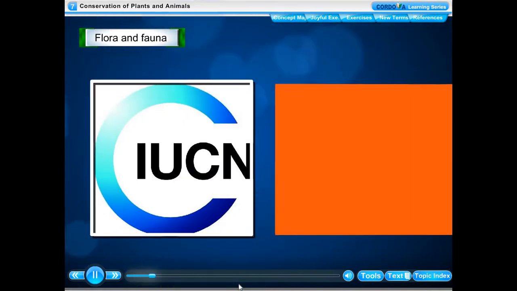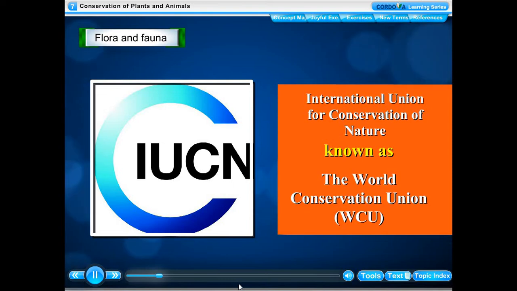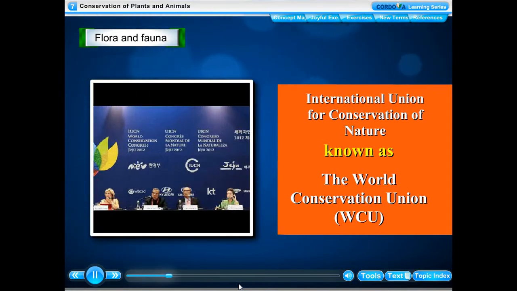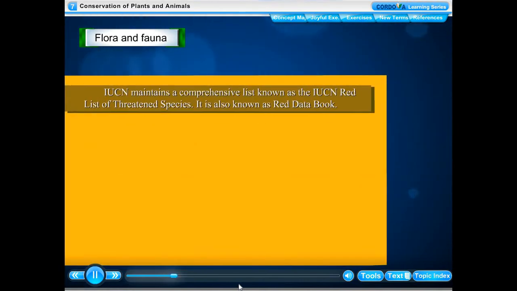The International Union for Conservation of Nature and Natural Resources, IUCN, now known as the World Conservation Union, WCU, is an international body to study and assess the global conservation status of plant and animal species. IUCN maintains a comprehensive list known as the IUCN Red List of Threatened Species. It is also known as Red Data Book. Here, species are classified into 9 groups.